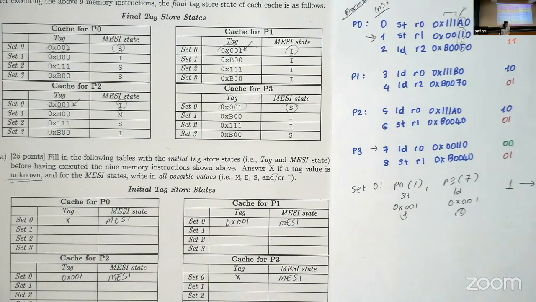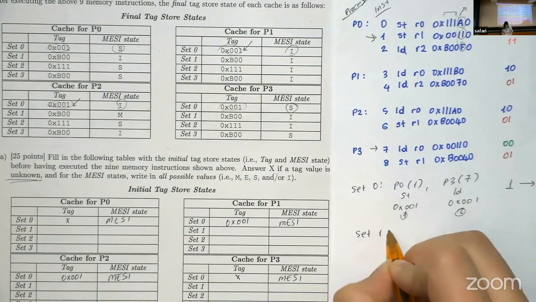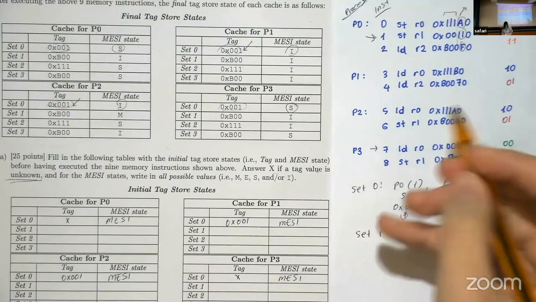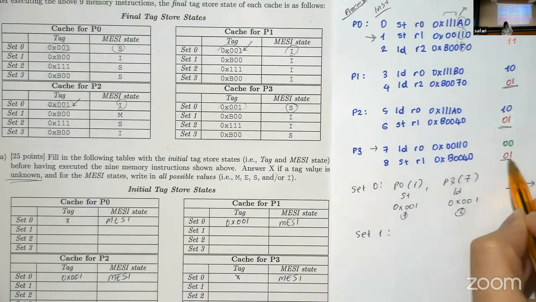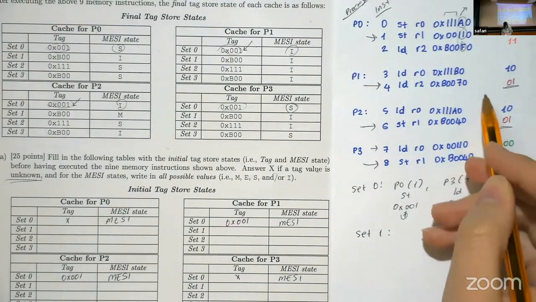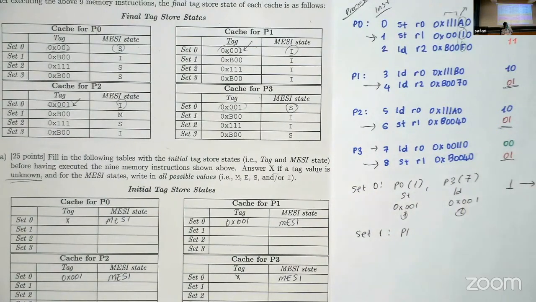Okay, so let's do the same thing for set 1. When we check our instructions, we see that set 1 is used here. The first one is the instruction from processor 1, which is the 4th instruction. From P2, we have the 6th instruction, and from P3, we have instruction 8. When we check what these are, this one is a load, this one is a store, and this one is also a store.